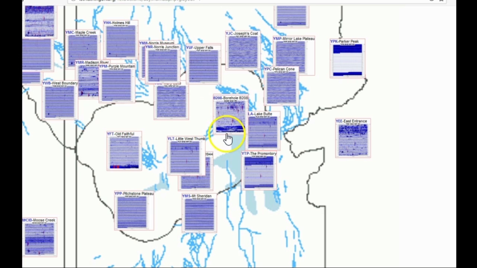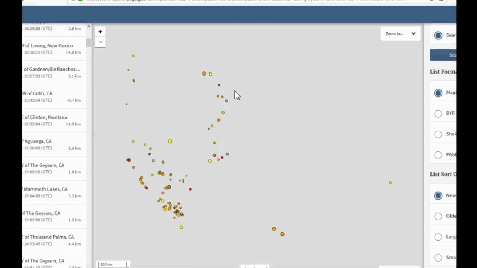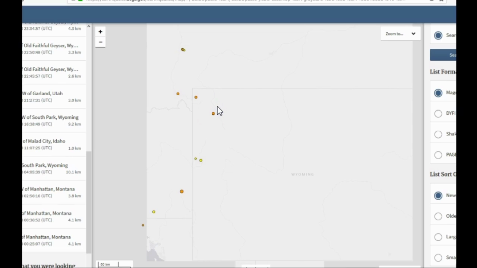But at Yellowstone, I do want to take a look at this swarm just real fast, and we will do that right now. Let's go look at the earthquakes they have reported for this earthquake swarm. It occurred in between seismic station YTP and borehole 944.